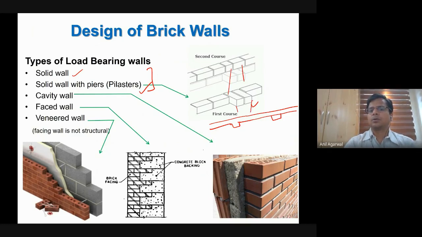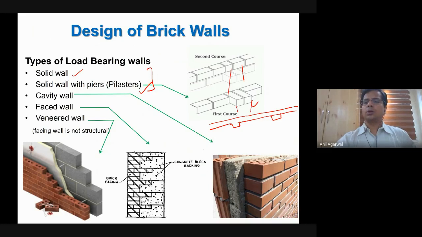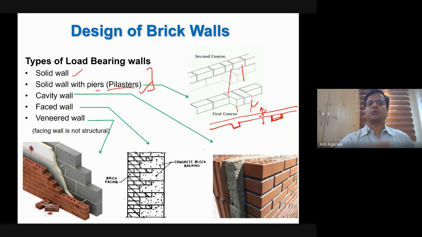So what is the purpose of these pilasters? They provide lateral stability to the wall. Otherwise, the wall may be susceptible to lateral collapse, lateral overturning. It may overturn this way or this way. But with the help of these pilasters, not plasters, pilasters or piers, we can call them, you can keep the wall stable.